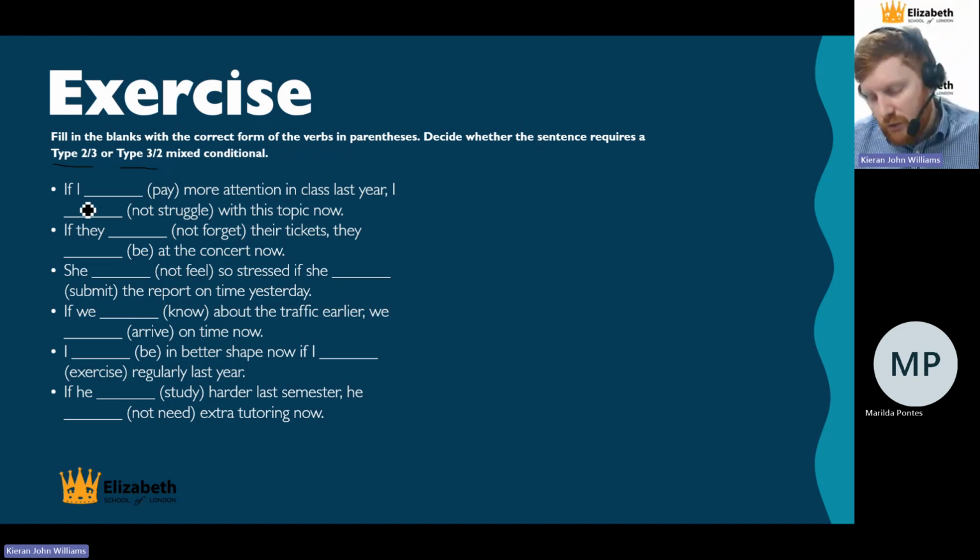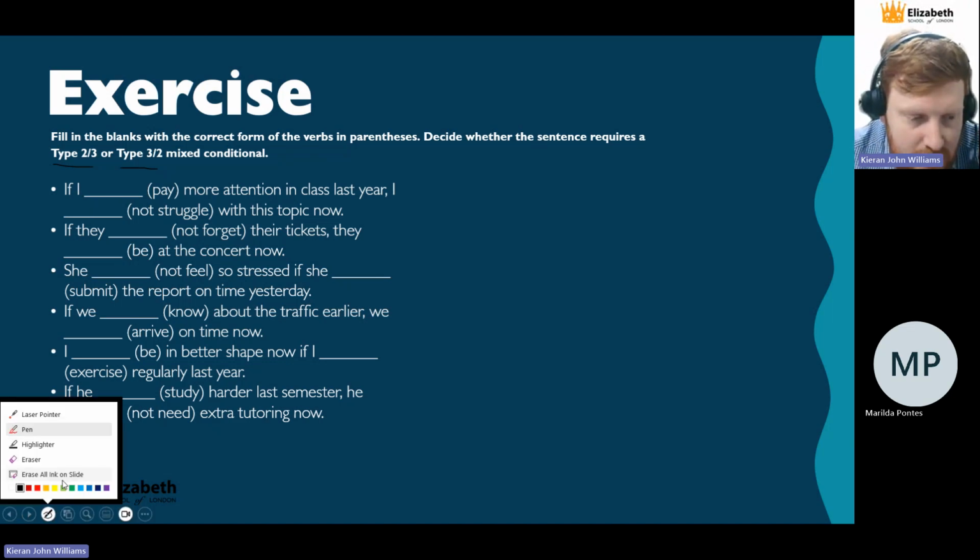Okay, so you remember that type A was second and third, so unreal present leading to an unreal past, and type B was about an unreal past leading to an unreal present. So the things that you're looking for are phrases that tell you it is in the past or phrases that tell you it is in the present.